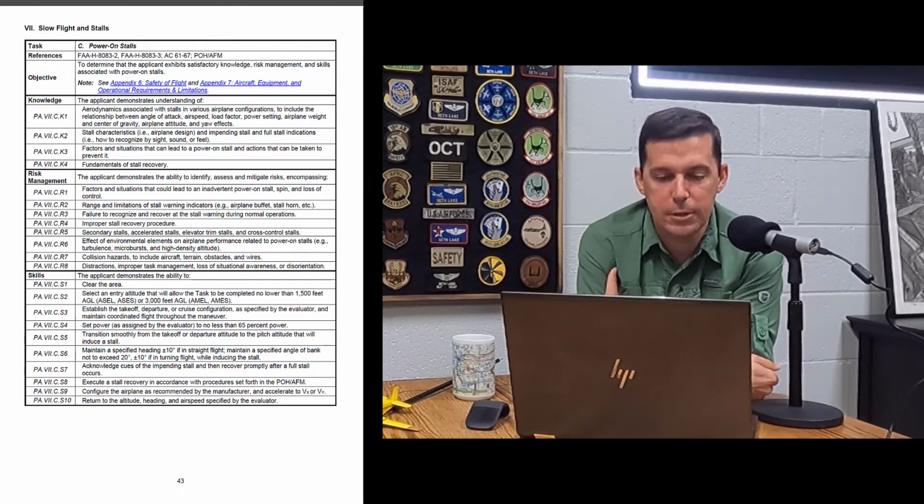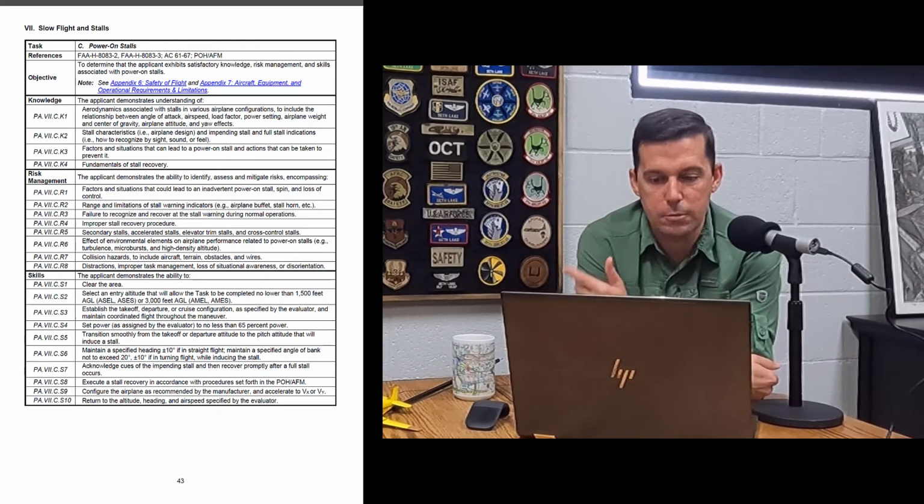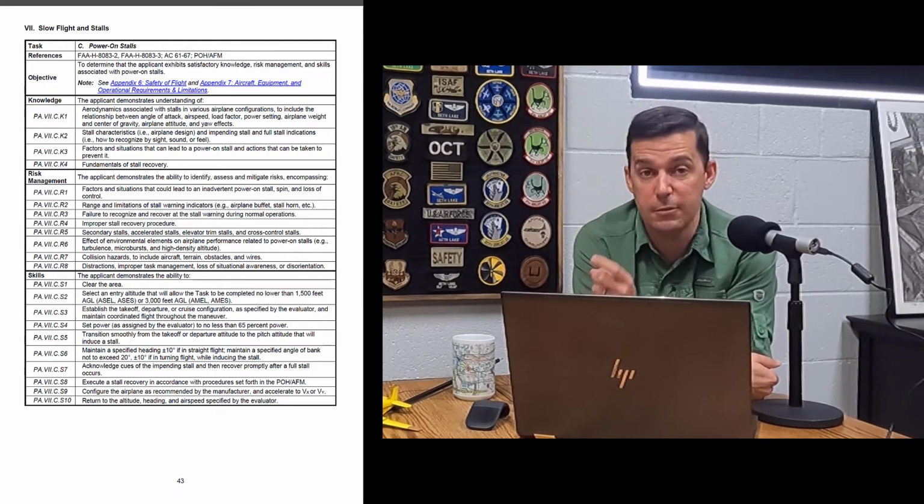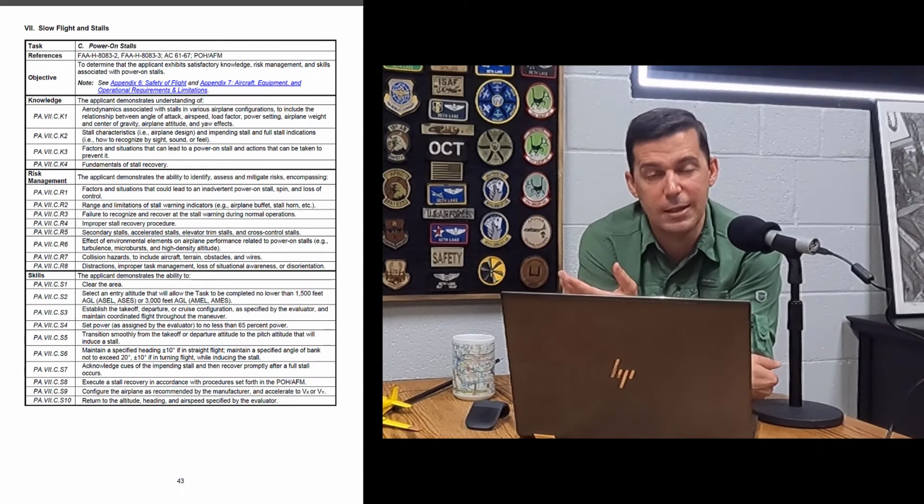Now, let's talk about some of the risk management areas. We've got improper stall recovery procedures, secondary stalls, accelerated stalls, elevator trim, cross-controlled stalls. Those are all things we're actually going to cover in the CFI check ride, but in private pilot, it's just an area that you need to have knowledge on.